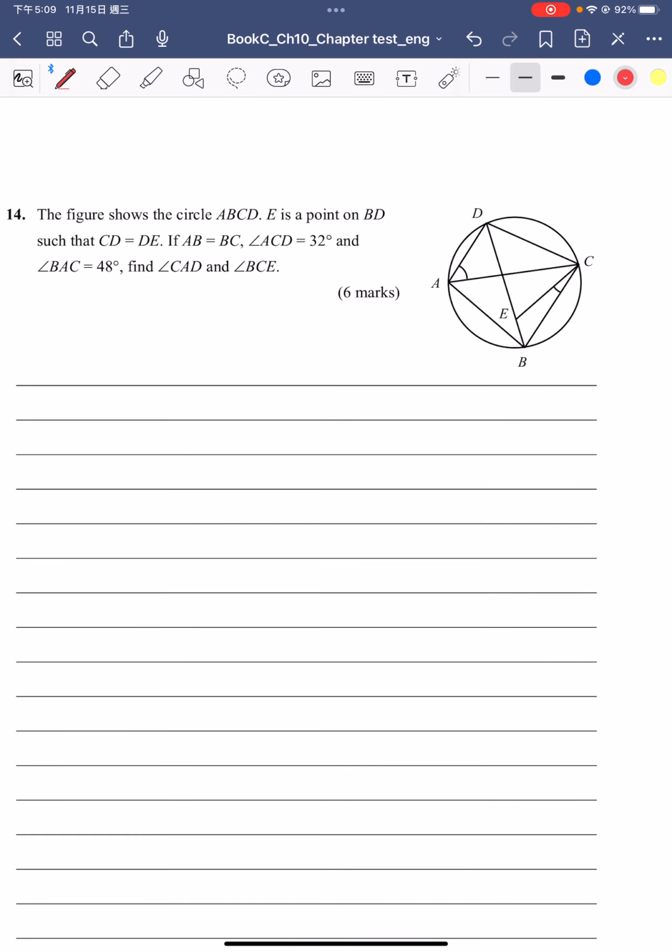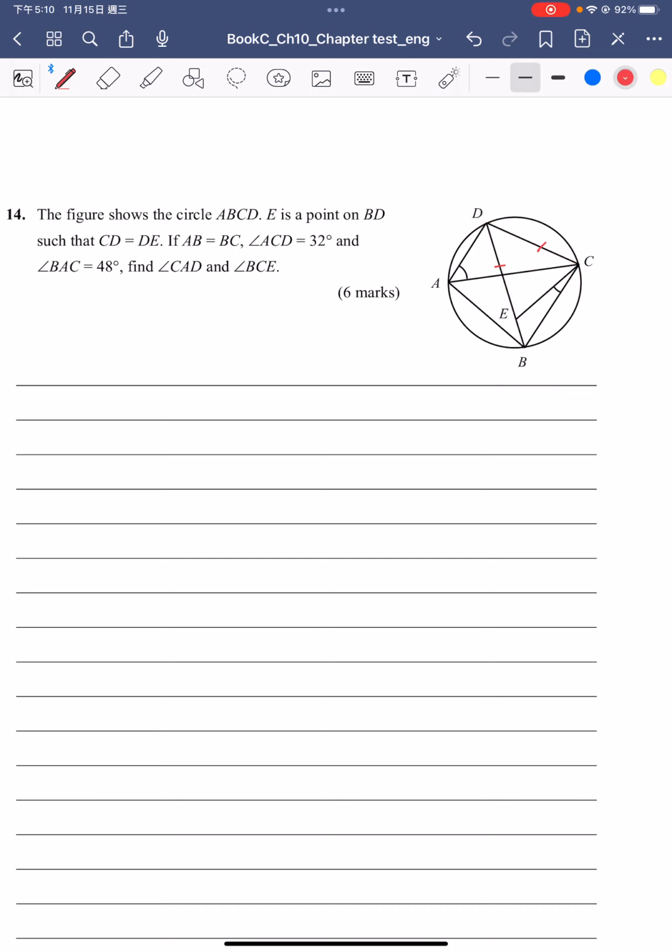This one is quite hard, but we just do it step by step, okay? First of all, the figure shows the circle ABCD. E is a point on BD such that CD is equal to DE. So we have this CD equal to this DE. When these two lines are the same, it means that the base angles are the same. So that's the first thing we got.